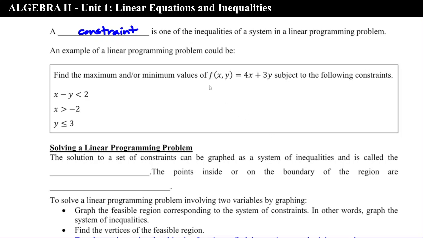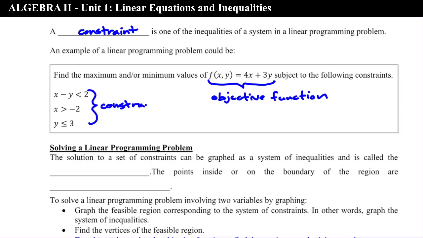I just want to point out what these things are. So you're asked to find the maximum and or minimum values of this function. You'll notice that this is a function in terms of x and y. This is your objective function. Okay, now it says that this objective function is subject to the following constraints. Well, these right here, this list of inequalities, these would be your constraints. And we'll explore this problem here in just a moment.